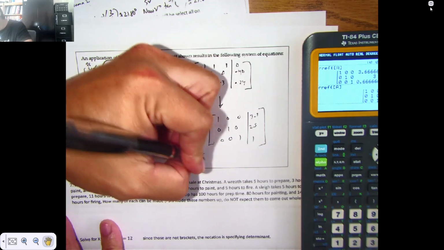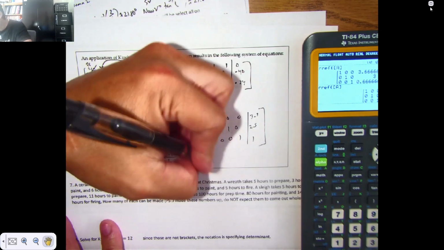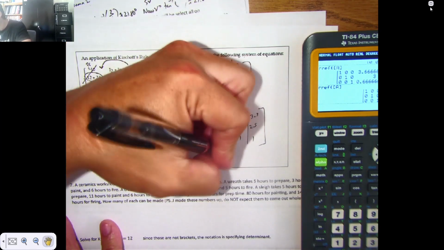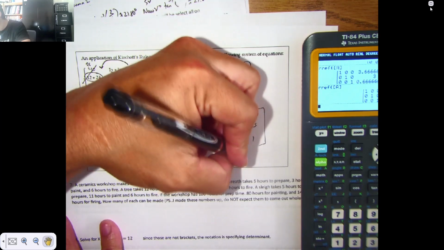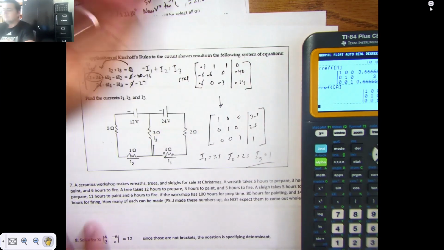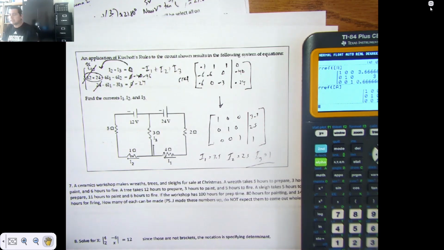My first current, I subscript 1, is 3.5. My second current, that's probably in amps, by the way, is 2.5. And my third current is 1. All right, that one's done.